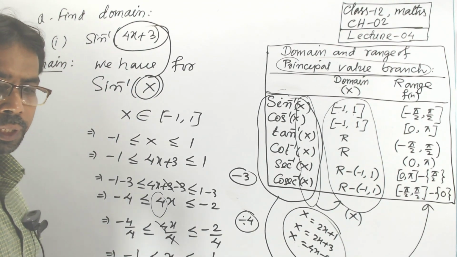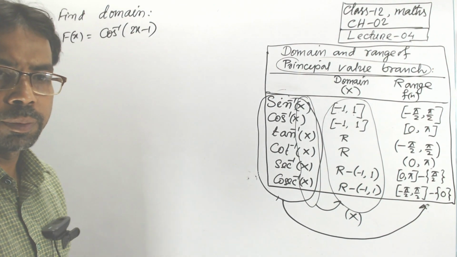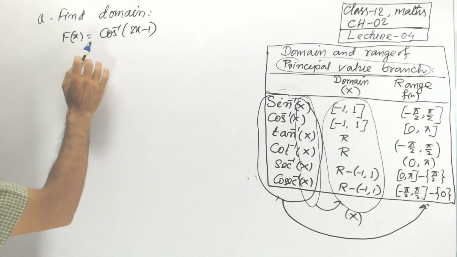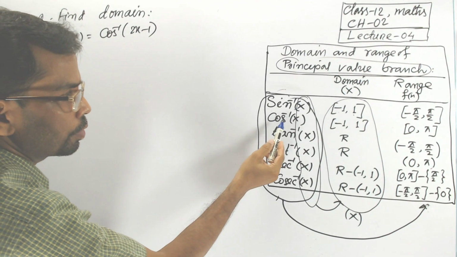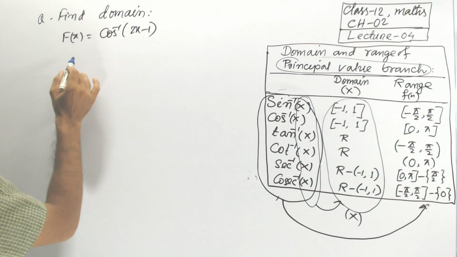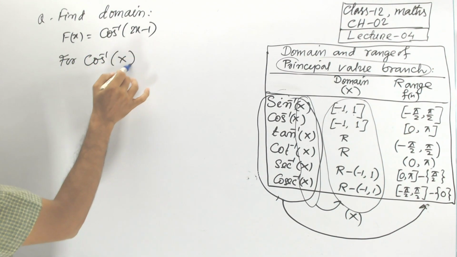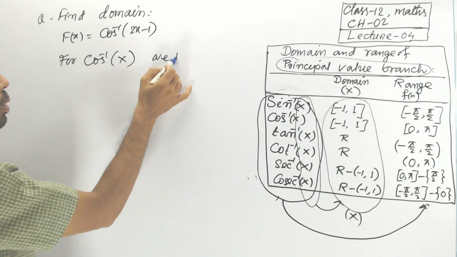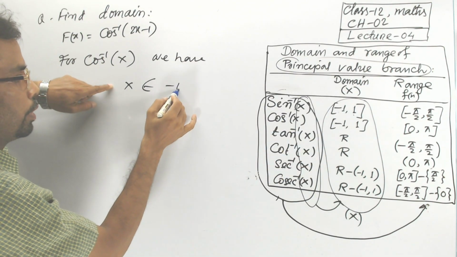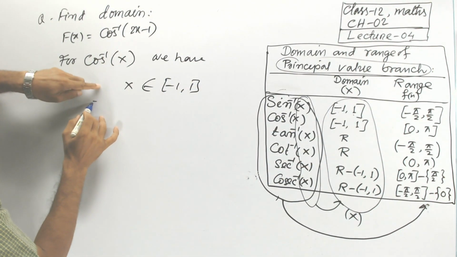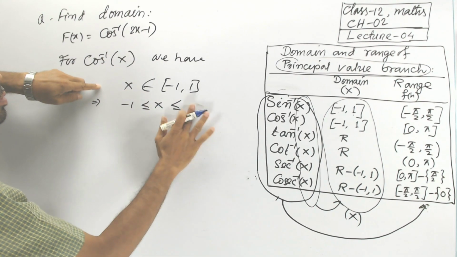Now taking the next example, the second question I have taken is cos inverse of 2x minus 1. So what we have here: cos inverse x domain is minus 1 to plus 1. For cos inverse of any function, the function must be in the closed interval minus 1 to plus 1, that is minus 1 less than equal to x less than equal to plus 1.